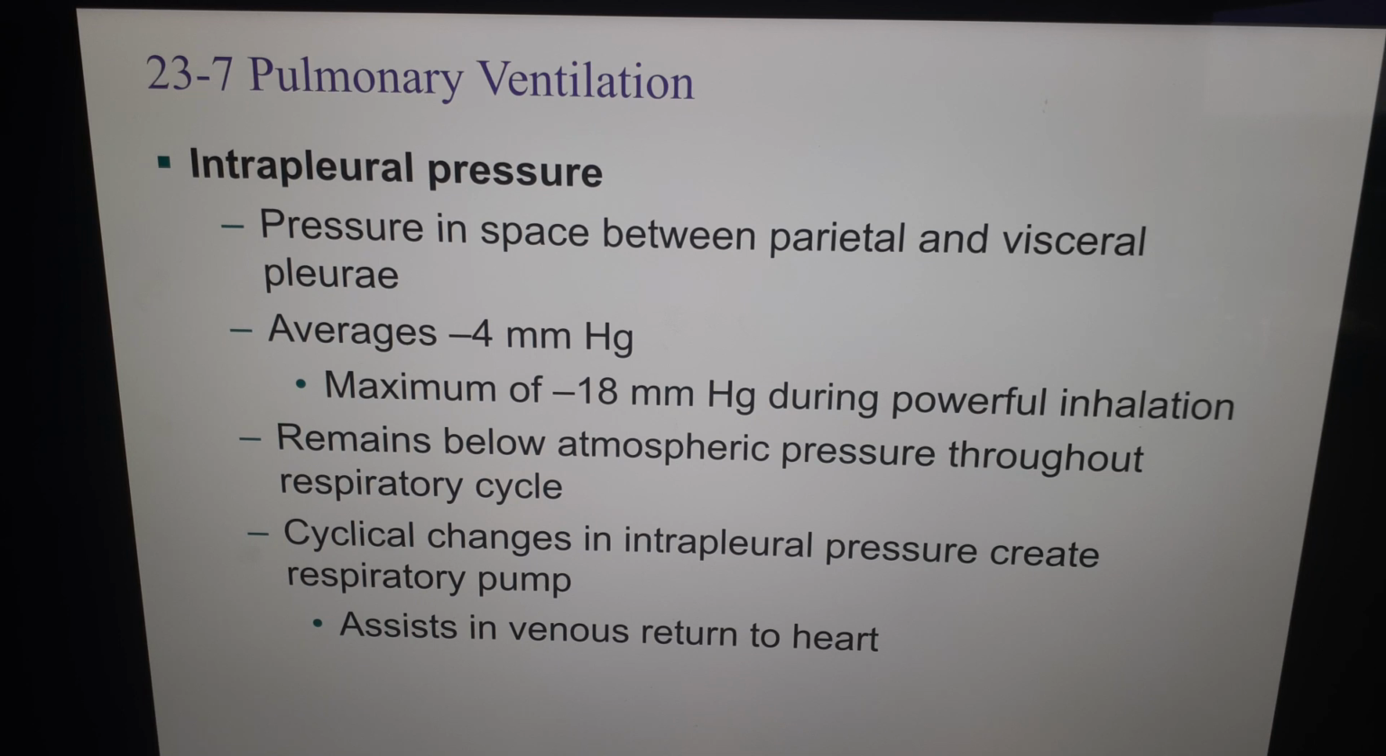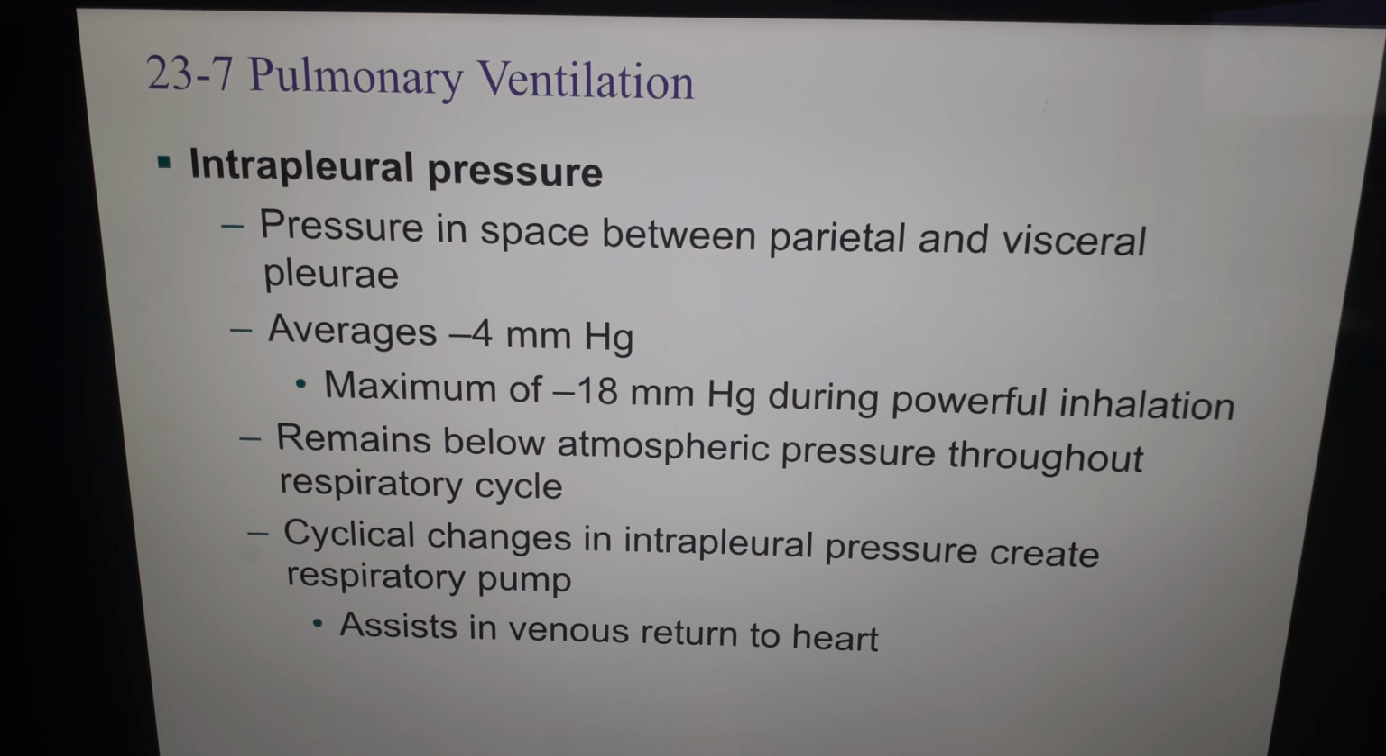Now, intrapleural pressure was that other pressure. So it's outside of the alveoli of the lungs, outside of the lung itself, but it's still within the sac, the pleural cavity. And it's negative 4 millimeters of mercury. Now, this makes a lot of sense. We want the lung alveoli to be held open and pulled towards the thoracic wall, okay? So that keeps the lungs inflated.